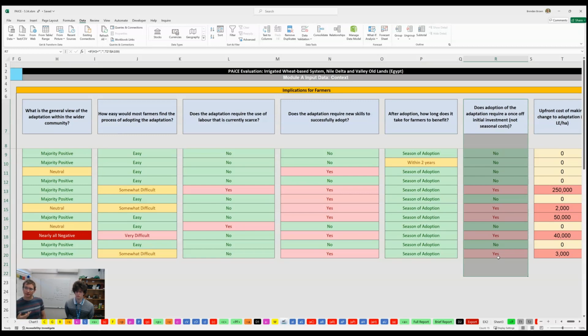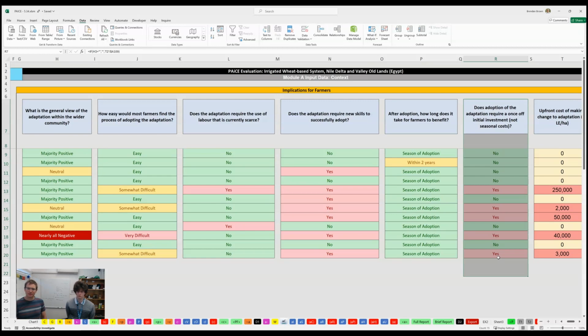If you are using a service provider, you are not buying a tractor, then that does not have an upfront cost. However, if you need to buy a tractor, you need to buy a zero-till implement at the start and then use it for 10 years, that's an upfront cost. So if you're changing a fertilizer regime, that's not an upfront cost because you're buying fertilizer each season.